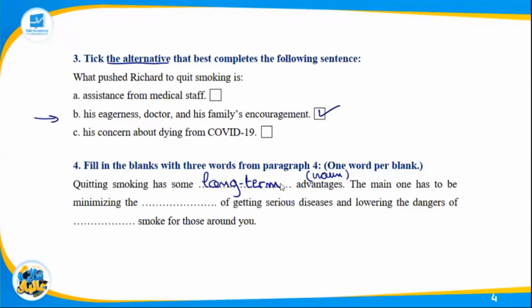The main one has to be minimizing the of getting serious diseases. Okay? After the, or after a, or after n, I would usually need a noun. Okay? The what of getting serious diseases.